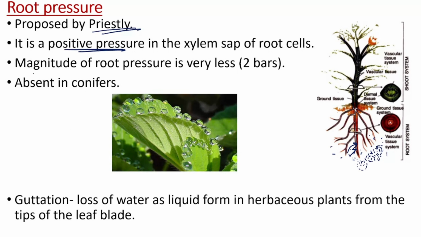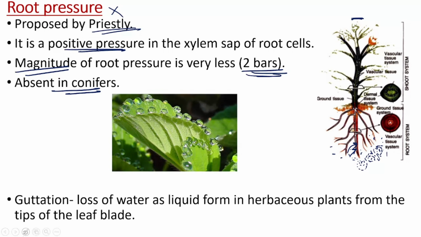Okay, but it was found that the magnitude of this root pressure is very less. It is just 2 bars. So obviously it can't take up the water against gravity, such a small amount of pressure. So it failed again to prove how the transportation of water is taking place up the plants to the top. And this root pressure is absent in conifers. Then how in conifers is the translocation of water taking place? So even the root pressure theory failed to explain how translocation of water is taking place in plants.